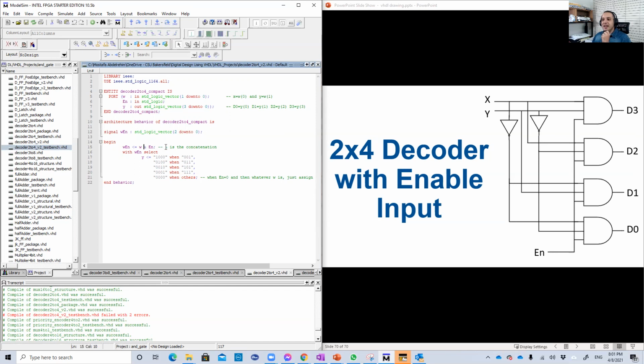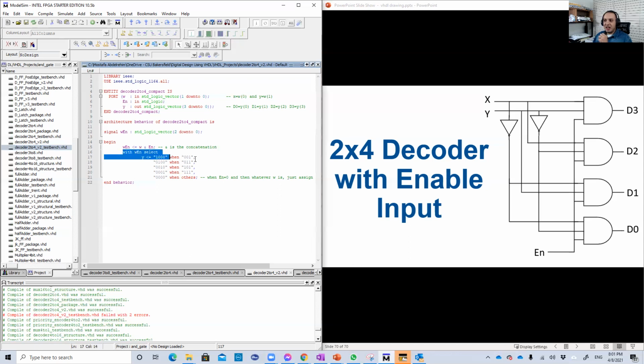Concatenation means if you have two variables, one is 1 and the other is 0, then when you say a third variable equals X concatenated with Y, you gather X and Y together in one number. So W is 2 bits and the enable is 1 bit, and WEN is the concatenation of both. So it will be 3 bits: 000, 001, 010, and so on until 111. That's what we really need.